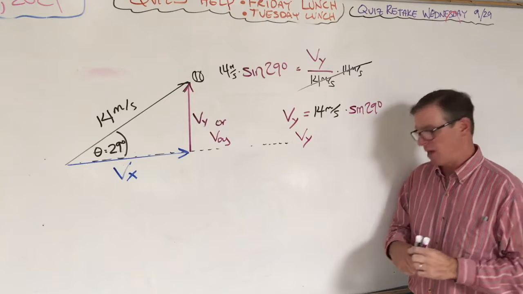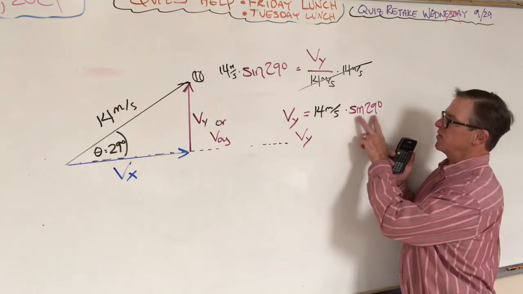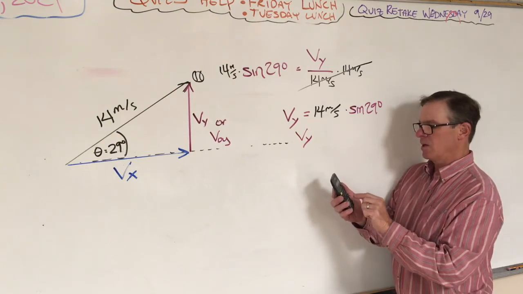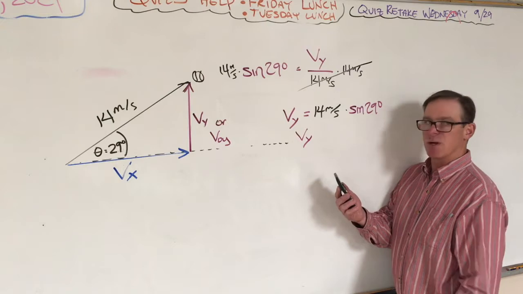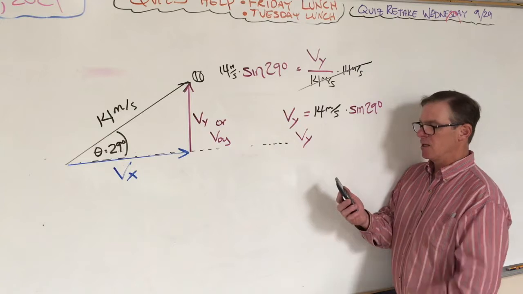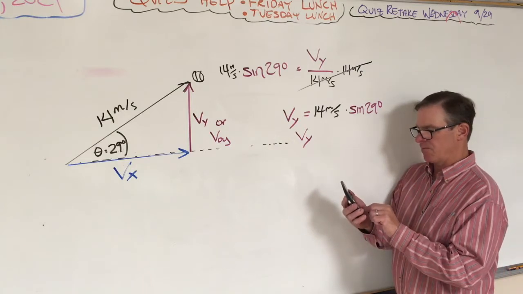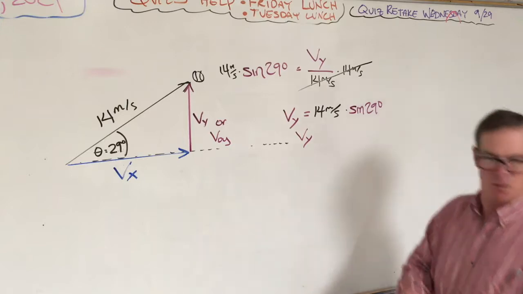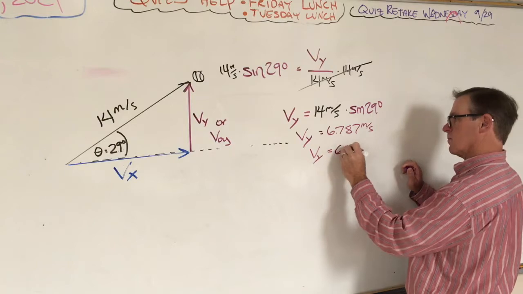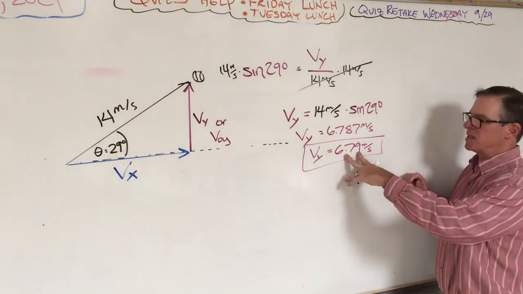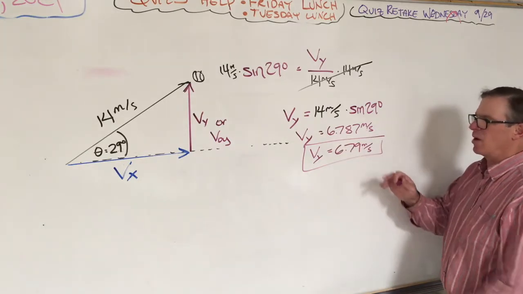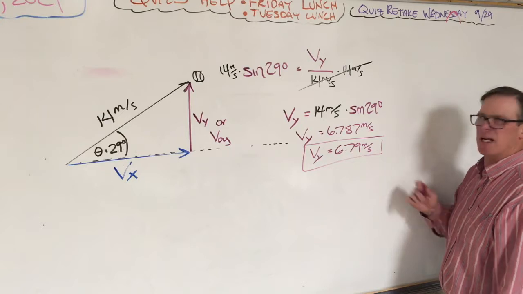I'm going to grab a calculator and we'll do that. On these old school calculators, I prefer to do this first and then multiply by 14. So I'm going to put in the angle, 29, hit sine. The sine of 29 is a little less than a half, 0.48. And 0.48 times 14 is probably going to be a little bit less than 7. It is 6.787. I chose to round this to 2 decimal places, just because I'm going to use this later and I don't want it rounded off to 6.8.